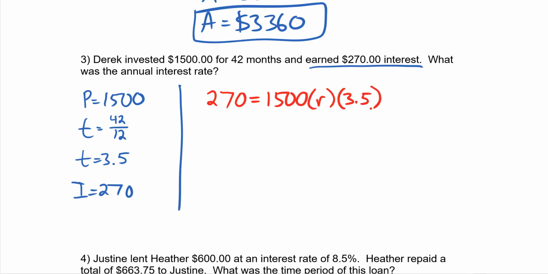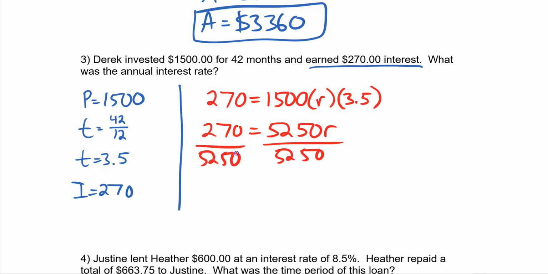So now I want to solve this equation. I can simplify the right-hand side a little bit by multiplying 1,500 times 3.5, which is 5,250. So 5,250 times R is equal to 270. And then I can simply divide both sides by that amount. So R is equal to, now I'm going to round this to 2 decimal places, 0.05 approximately.